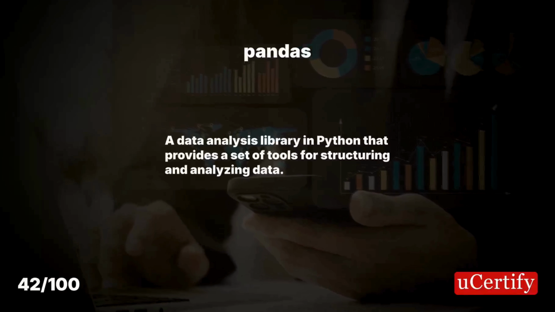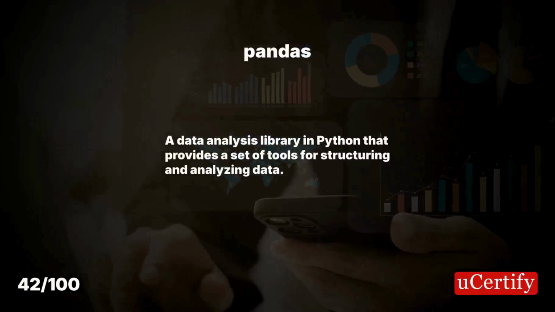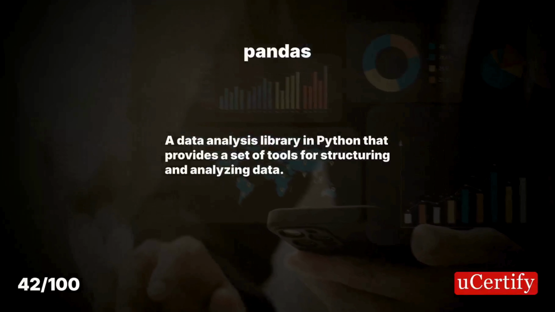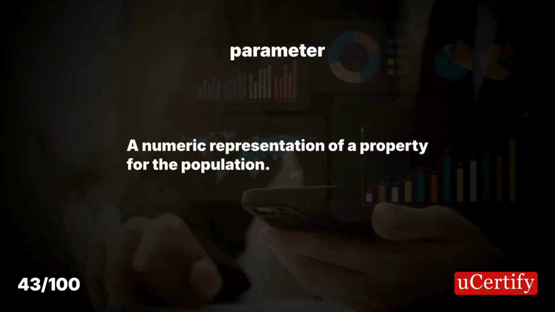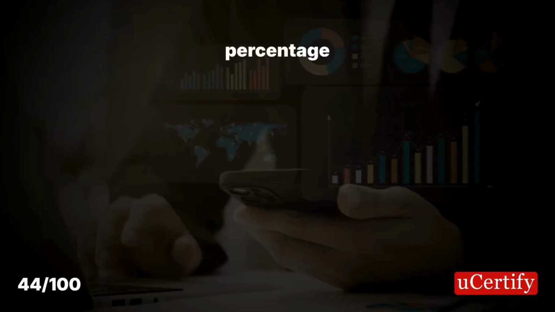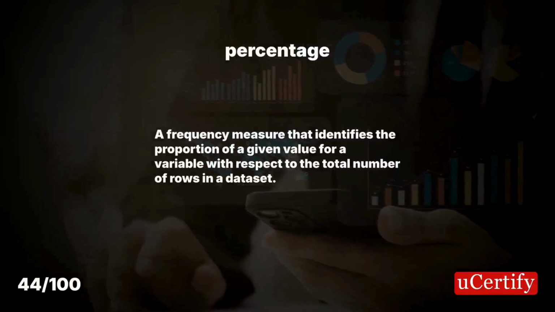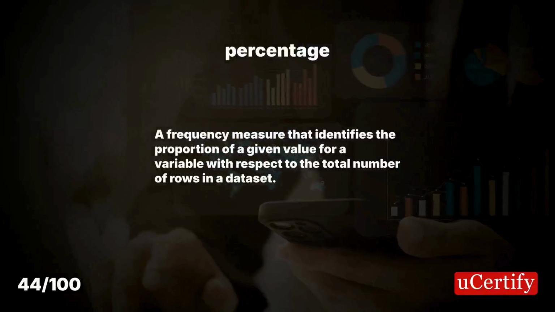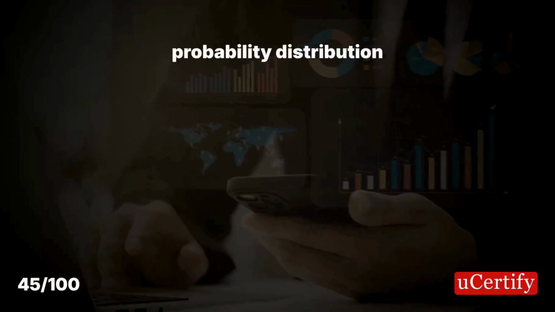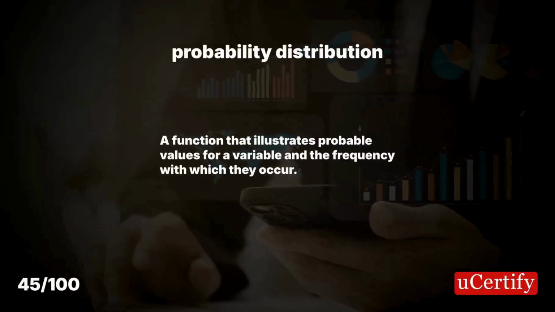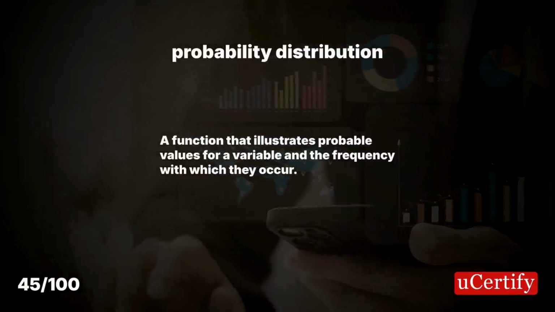Term: pandas. Definition: a data analysis library in Python that provides a set of tools for structuring and analyzing data. Term: parameter. Definition: a numeric representation of a property for the population. Term: percentage. Definition: a frequency measure that identifies the proportion of a given value for a variable with respect to the total number of rows in a dataset. Term: probability distribution. Definition: a function that illustrates probable values for a variable and the frequency with which they occur.